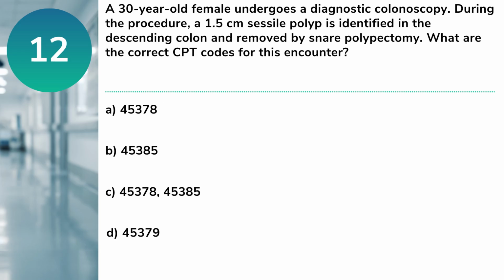Question 12. A 30-year-old female undergoes a diagnostic colonoscopy. During the procedure, a 1.5 centimeter sessile polyp is identified in the descending colon and removed by snare polypectomy. What are the correct CPT codes for this encounter? A. 45378. B. 45385. C. 45378, 45385. D. 45379.